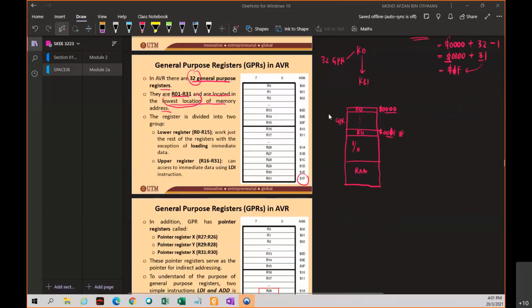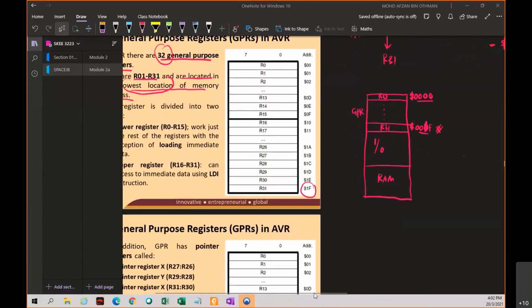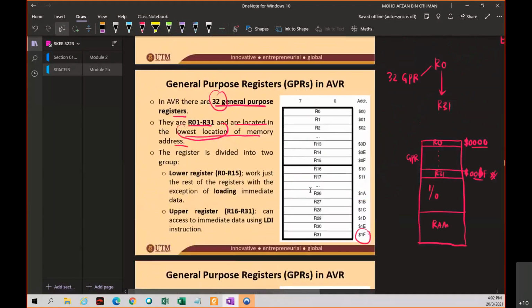So sekarang untuk kita punya GPR, since kita punya GPR ada 32, kita boleh bahagikan kepada dua group. One we call a lower register. Saya besarkan sikit lah sebab tak nampak. Kita ada lower register, daripada R0 sampai R15. So this is your lower register. And we have an upper register from R16 to R31. So this is the upper register.